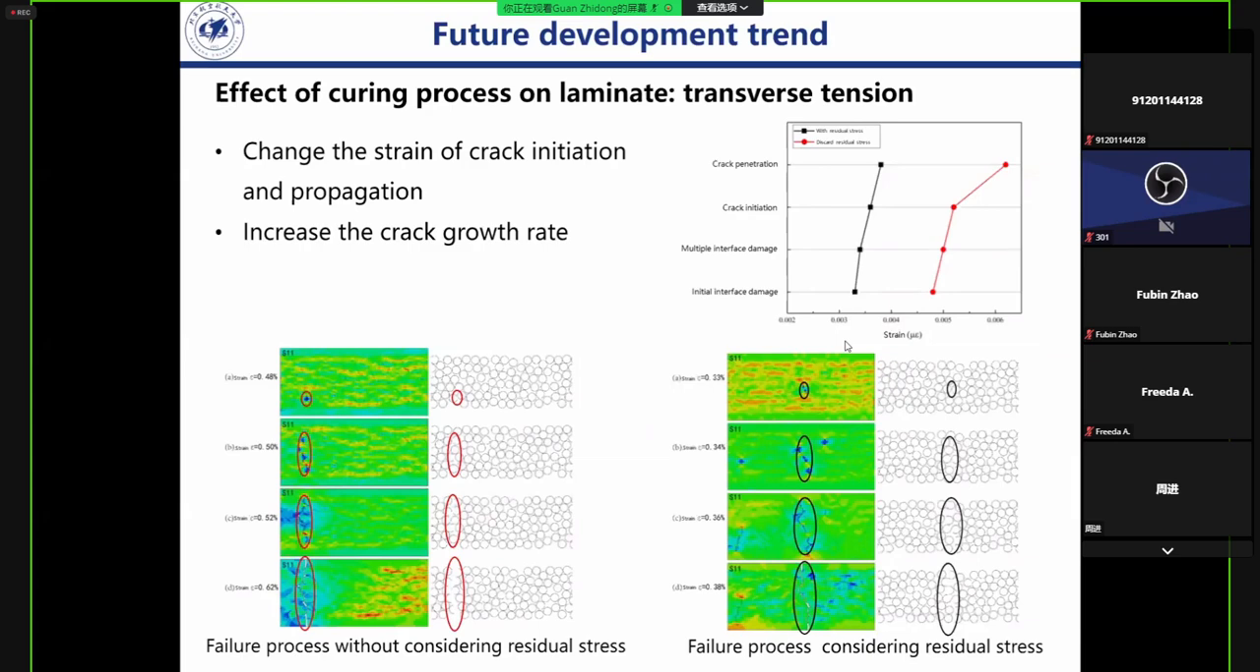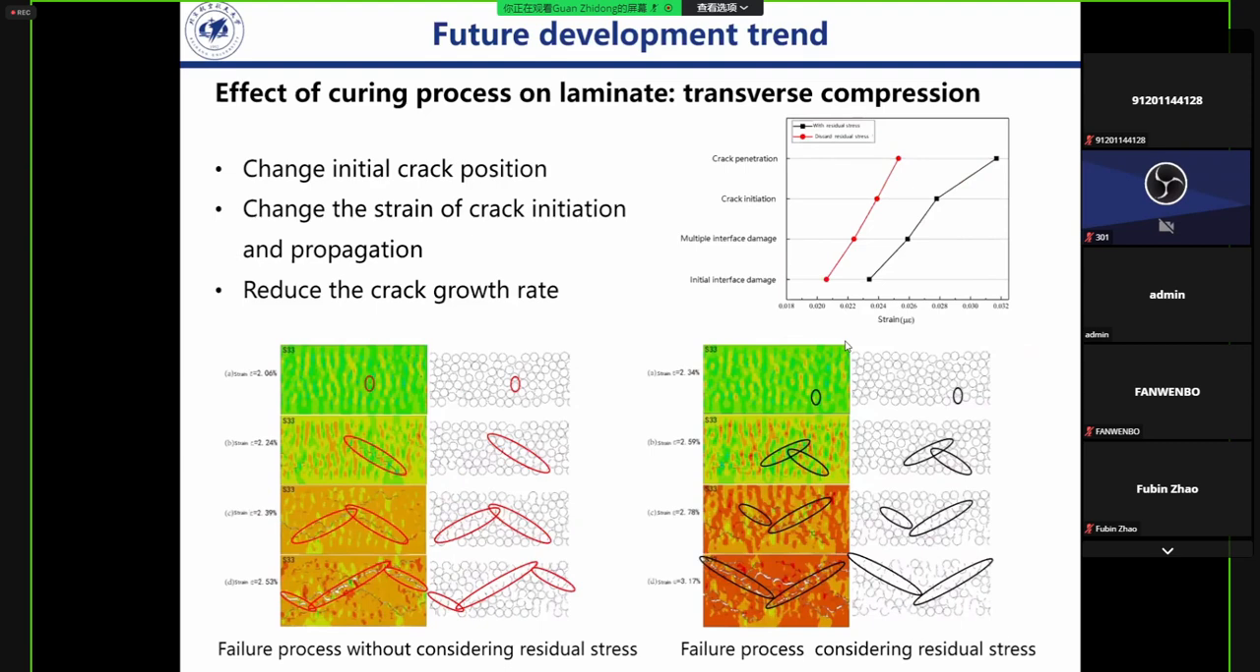The residual stress will lead to a change of the stress distribution in the laminate under transverse tension, and the failure mode will also be different. When considering the residual stress, the initial position of the crack is changed. The strain corresponding to crack initiation and propagation is also modified, and the crack growth rate becomes faster. Under transverse compression, the residual stress will also change the crack initiation position, and the corresponding strain for crack growth will change. The initiation of the crack is delayed, and the crack growth rate will slow down.